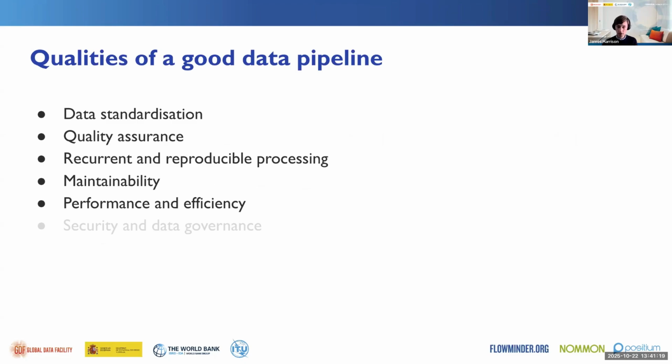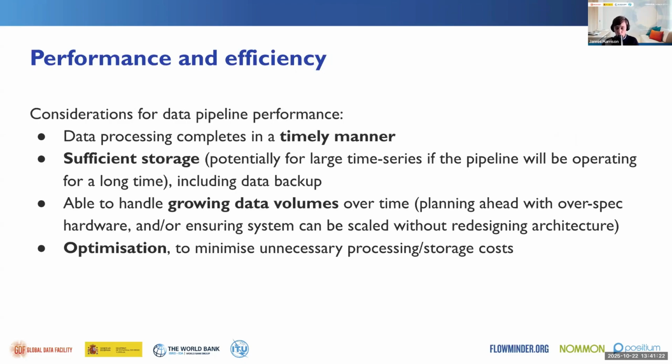Performance and efficiency is the next quality I want to talk about here. So clearly we want our pipeline to run efficiently and produce outputs efficiently. Considerations for this: we want to make sure that data processing completes in a timely manner. What a timely manner means will depend on the use case. But for example, if this is for a crisis response use case, it might be very important that we get outputs as quickly as we can after an event occurs.